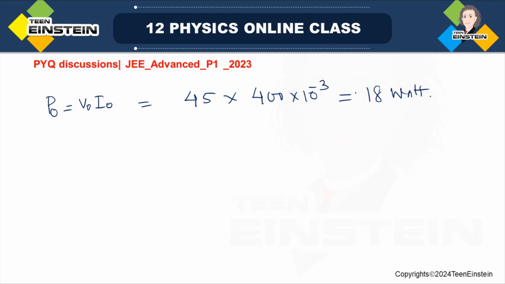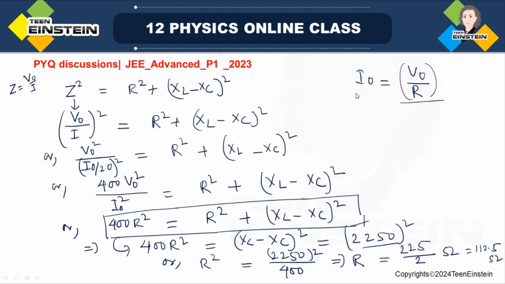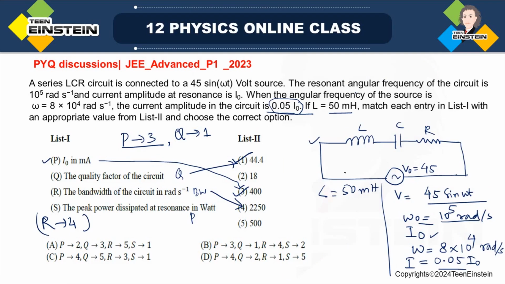So look here in the options. This is matching with option 2, that means S is matching with 2. P matching with 3, Q matching with 1, R matching with 4, and S matching with 2. So option B will be the correct answer for this question.